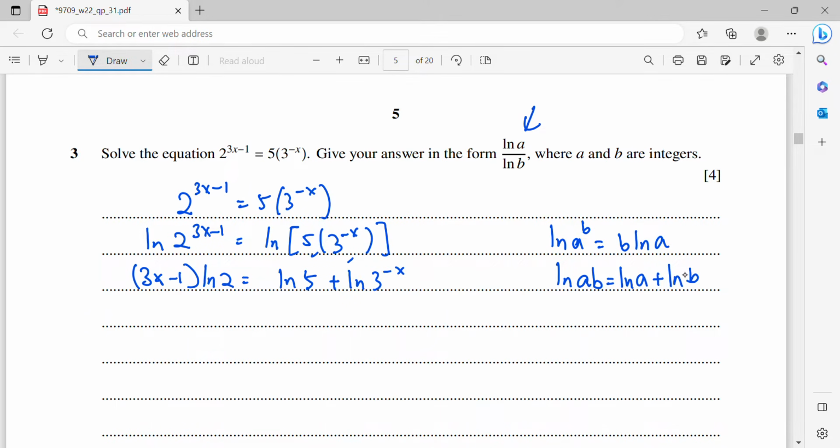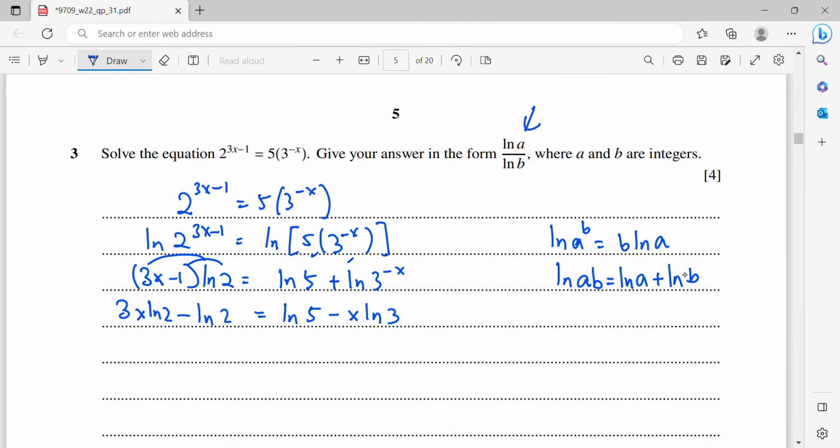Then the negative x, you will bring it down because of the first formula. So the minus x times plus becomes minus, so minus x ln 3. Okay, so for the left hand side, you will just do expansion. So I will get 3x ln 2 minus ln 2.